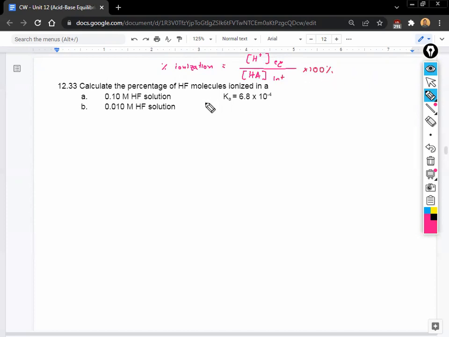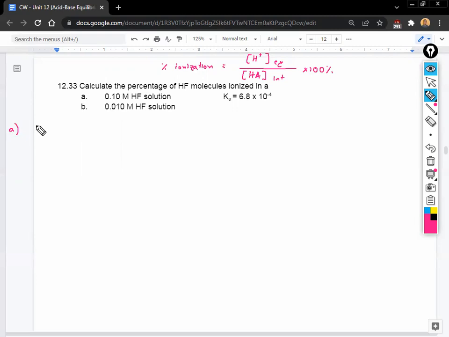Okay, and you're going to be doing this 2 times. You need to find the percent ionization for a 0.1 molarity HF solution and a 0.01 molarity HF solution. So if you feel confident doing this, you can just ignore me for a little bit and solve the problem. But I'm going to do part A for you, just so that you have something to go off of. Okay, so we want to look at each solution separately.